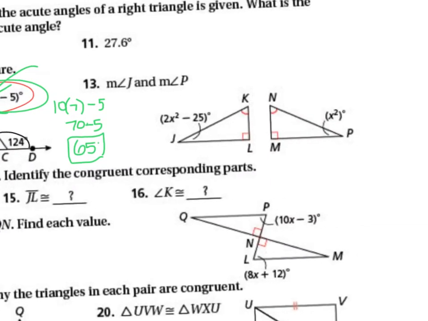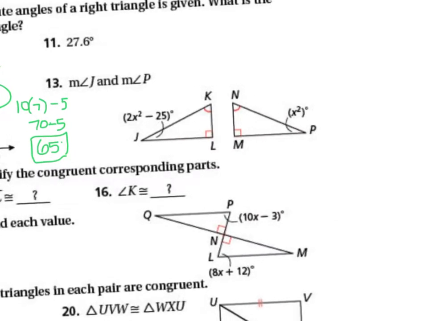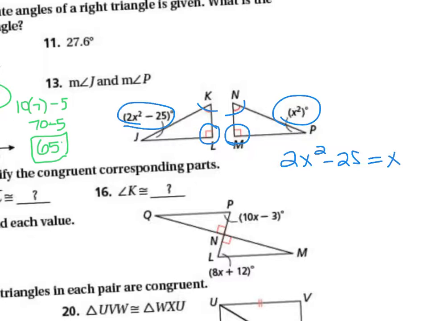So then 13, this is that third angles theorem that says if two pairs of angles are congruent, so they're both right angles, and these are both marked as congruent, then the third angles would also be congruent. So 2x squared minus 25 would equal x squared. And then you can either add the 25 to the right, or subtract the x squared from the left. Either way, I get x squared equals 25, so x would actually equal plus or minus 5, because when I square it, 25 is positive and negative.